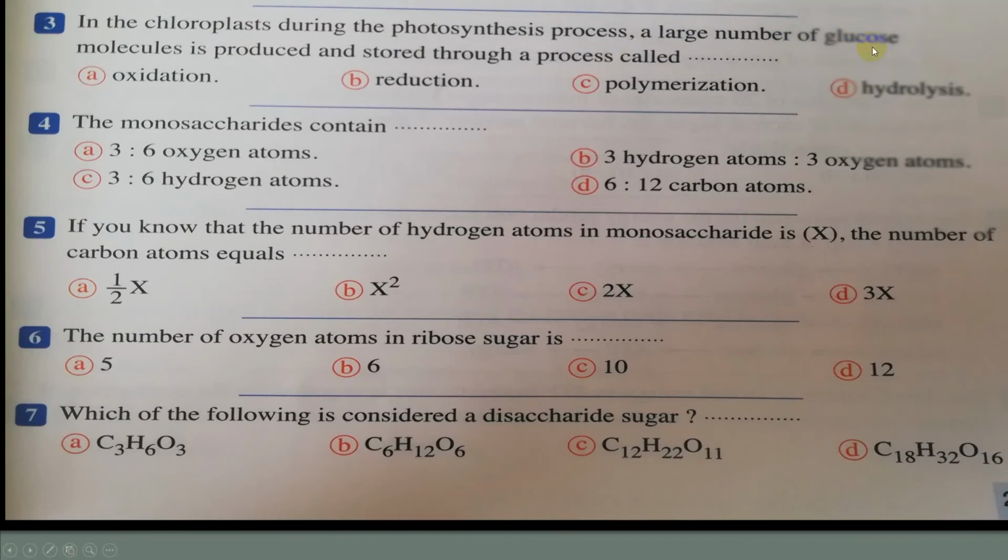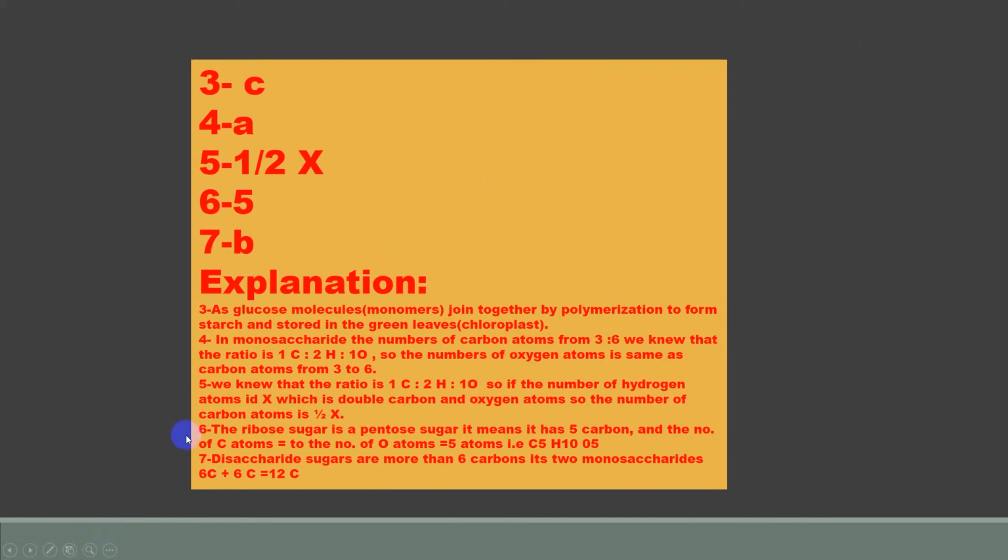الجلوكوز زي ما قلنا من شوية بيتحول لستارش، زي ما كنت موريه لكم ان النبات بيخزن الجلوكوز او بيخزن الكربوهيدرات على هيئة ستارش. طب ازاي الجلوكوز يتحول لستارش؟ The glucose is a monosaccharide. This is the answer. As a glucose molecule is a monosaccharide.